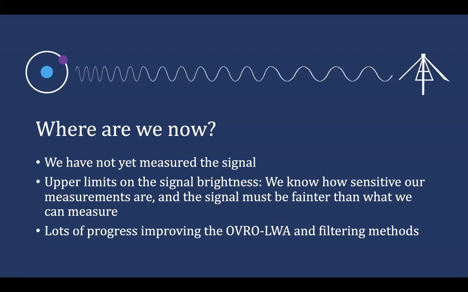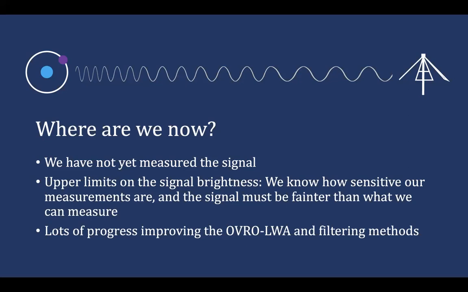So what's the current state of the field? We've not yet measured this hydrogen signal. So we're working very hard on it. We hope to achieve a measurement soon, but it has not been measured by this telescope or really any telescope. So where we are now is we're placing upper limits on the signal brightness. This is where we know how sensitive our measurements are. We're constantly improving their sensitivity. And we still haven't seen anything.